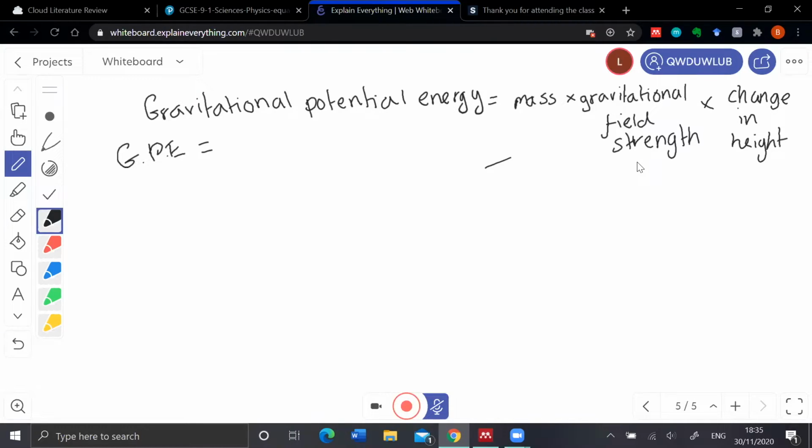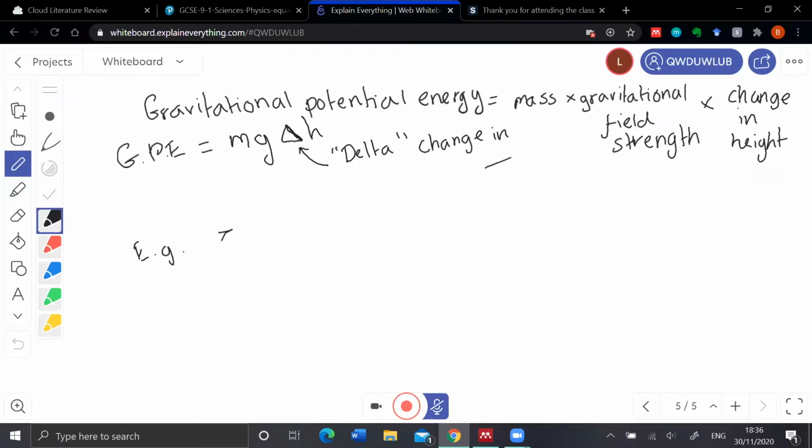There's an easy way of writing this down. mg delta h. Delta means a change in. That's a Greek letter delta. So change in. mg delta h. So example, e.g. It's always good to have an example, isn't it?